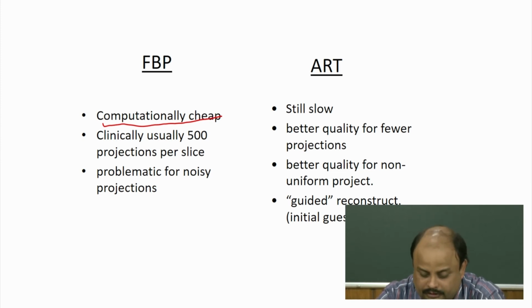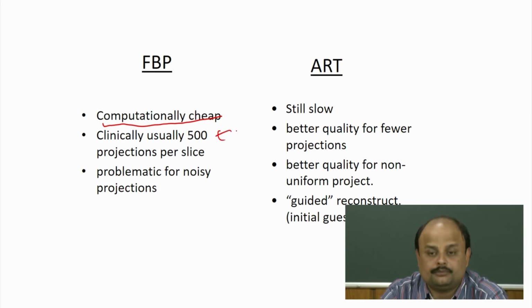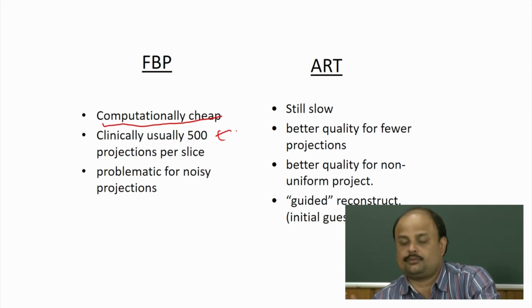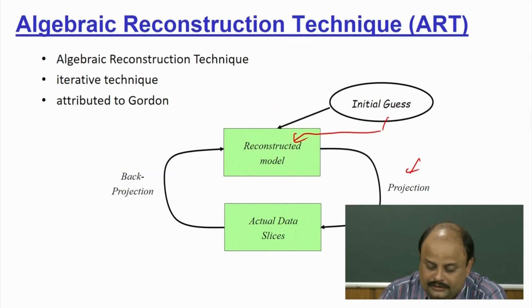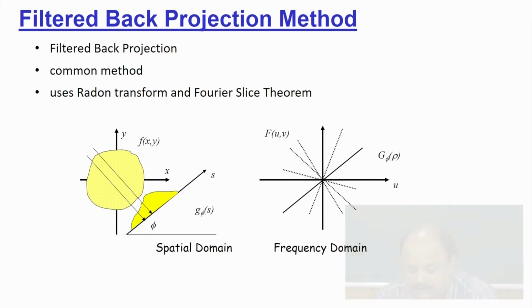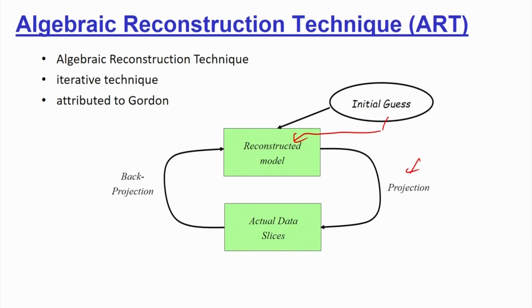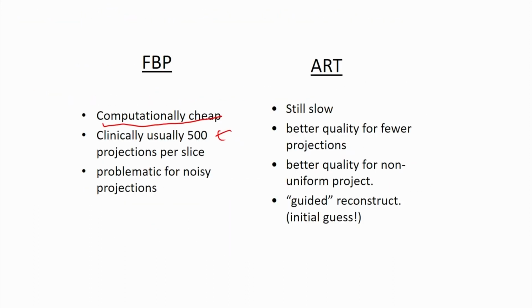Okay, for clinical purposes, we can have 500 projections per slice. This is a huge number of projections you can get. Okay, and the problem is that it will be a little bit noisy. Why is it going to be noisy? Because we are taking it in the FFT, we are taking a one-line signal and then using the filter on the one line. Okay, so it can be a little bit noisy.